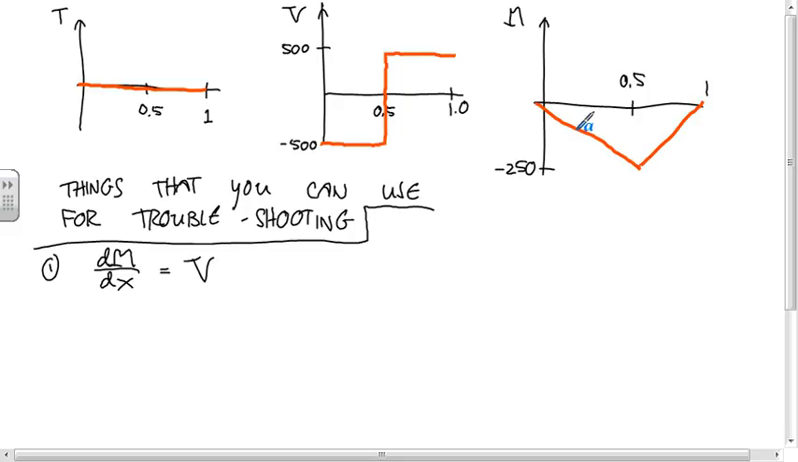take the derivative, here, take the derivative of M with respect to x, you get negative 500. On this side, take the derivative of M with respect to x and you get positive 500. So that one, our answer makes sense.